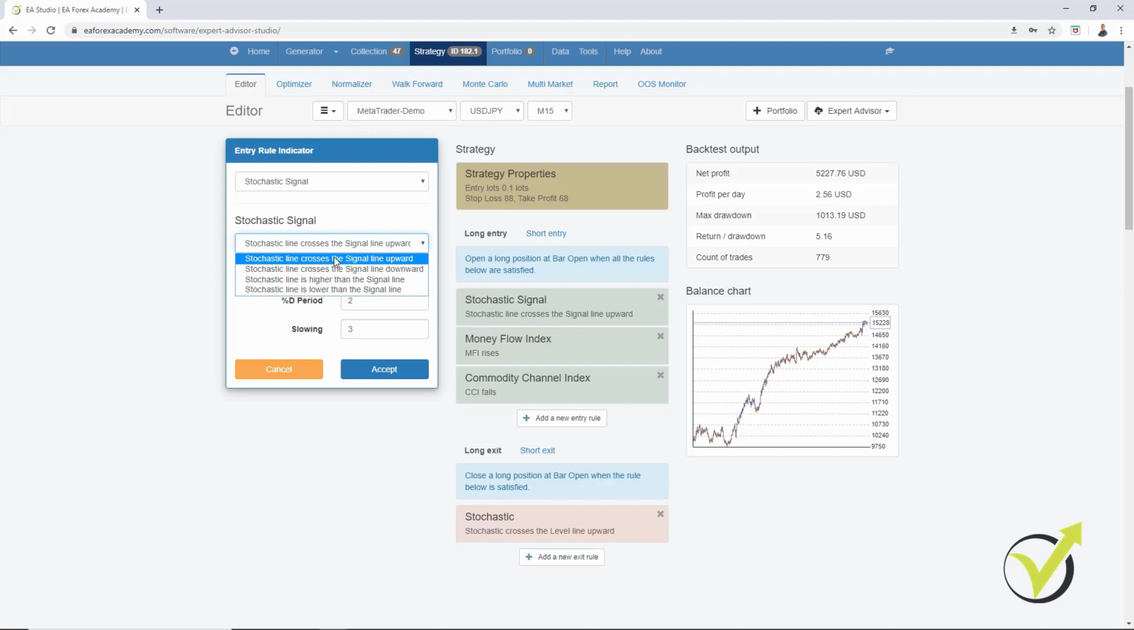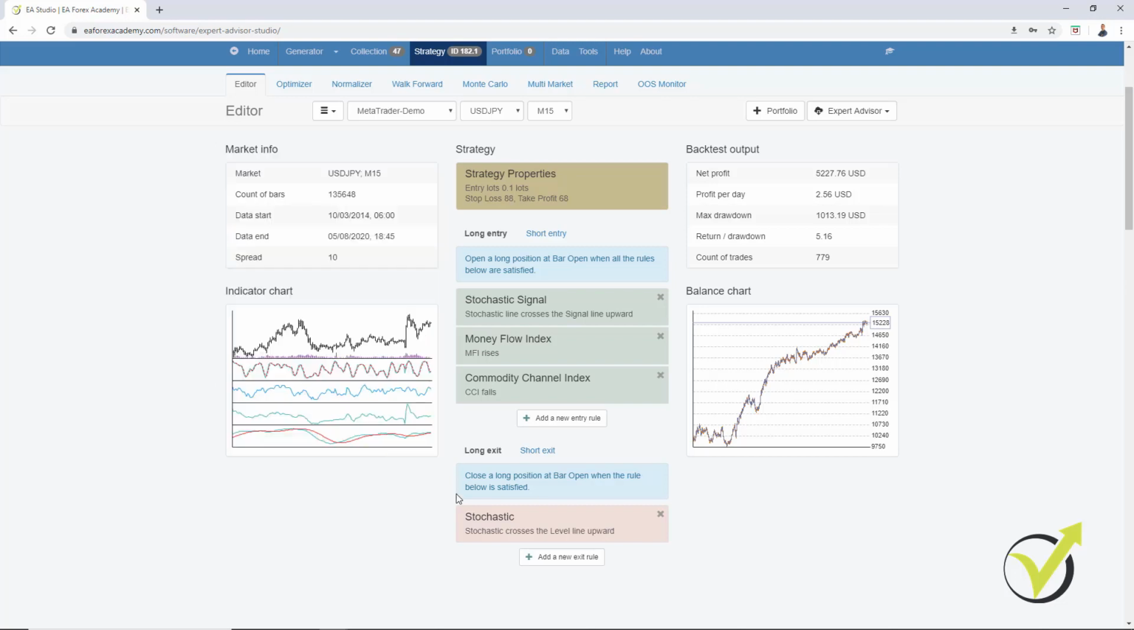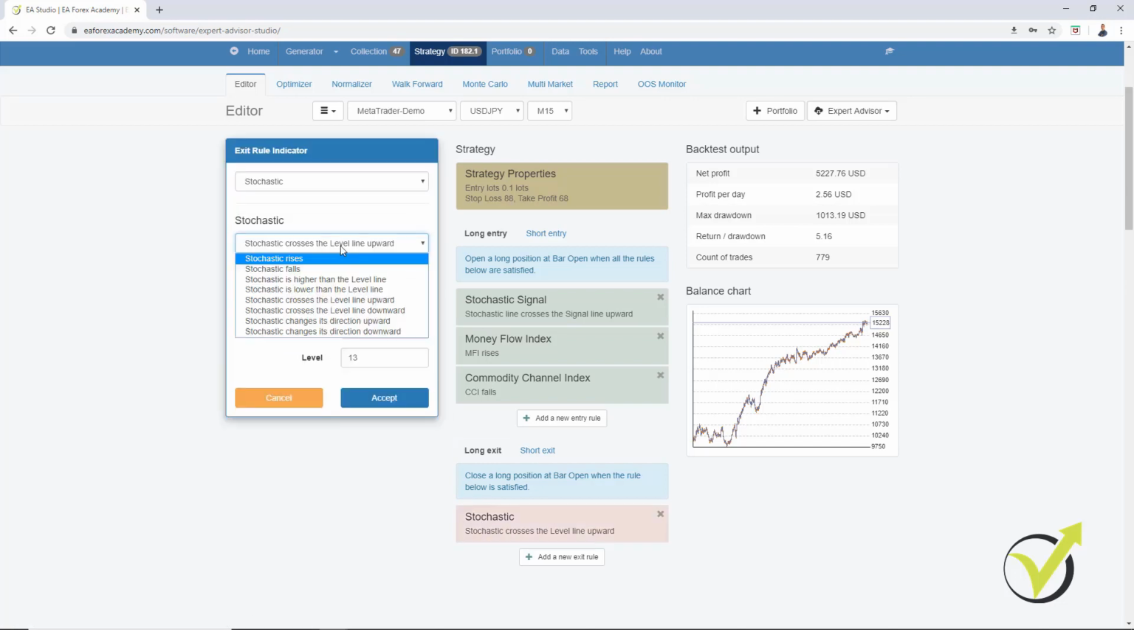Stochastic line crosses the signal line upward. Stochastic line crosses the signal line downward. Stochastic line is higher than the signal line and stochastic line is lower than the signal line. So all of these signals involve the signal line, while in the stochastic exit rule we have the following rules: stochastic rises, stochastic falls, stochastic is higher than the level line, stochastic is lower than the level line, stochastic crosses the level line upward, stochastic crosses the level line downward, stochastic changes its direction upward, stochastic changes its direction downward.